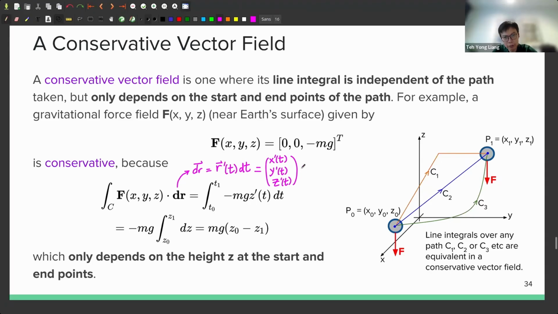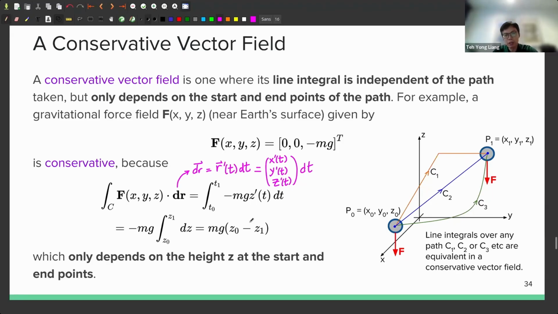Then you have a dt here. So you see 0 dot x prime disappears, 0 times y prime disappears, because you take the dot product. Then you're only left with minus mg times z prime as the resultant after the dot product. This minus mg is a constant, so it can be factorized out. So effectively, you are just integrating 1 dz, so it becomes z, then substitute z1 and z0. You get z1 minus z0, but there's a minus here, so you can swap the terms and it becomes z0 minus z1.